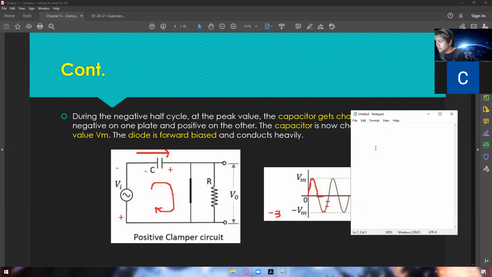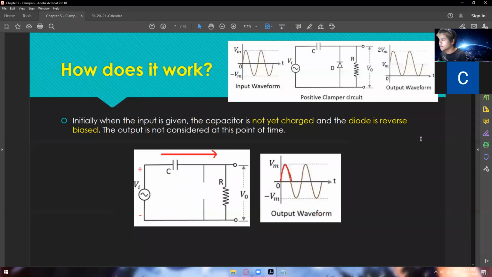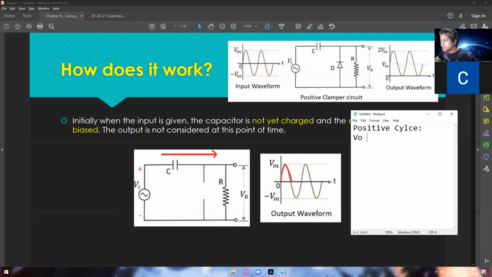So if you're going to take a look at this one, during the negative half cycle, right, so during the positive half cycle, to go over this one again. So during the positive half cycle, V sub O is equal to V sub I, okay, because it's completely passing through our load resistor. And then V sub C is 0, okay, or VMC.